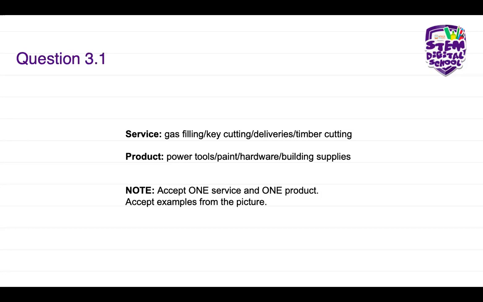Okay, a key would be a product, but key cutting is a service. Delivery, we don't see deliveries. We don't touch the aspect of deliveries, but a delivery in itself is a service. And then also again, timber cutting. So note here, we will accept one service and we will accept one product, and you will only accept examples from the picture because the question was very, very specific.